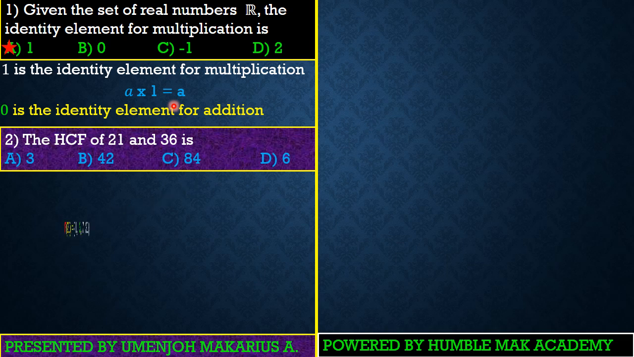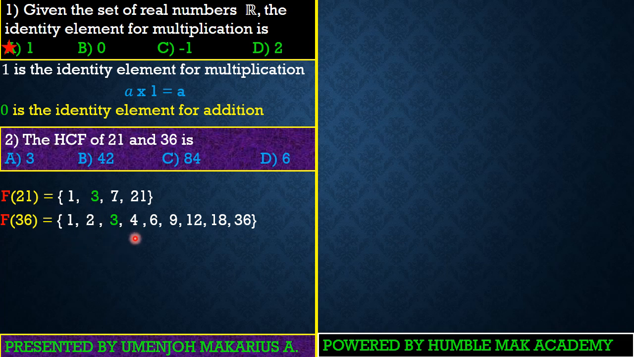Let's start with 21. The factors of 21, as you can see, are 1, 3, 7 and 21. Keep in mind that these are numbers that can divide 21 without a remainder. The factors of 36 are 1, 2, 3, 4, 6, 9, 12, 18, 36. If you look at both lists, this one has 1, this one also has 1. This one does not have 2, but this one has 2. We have 3 in both. Looking at the options, the right answer has to be 3, because 1 is also common, but 1 is not the highest. So the best option has to be option A, 3, because 3 is found in both of them.